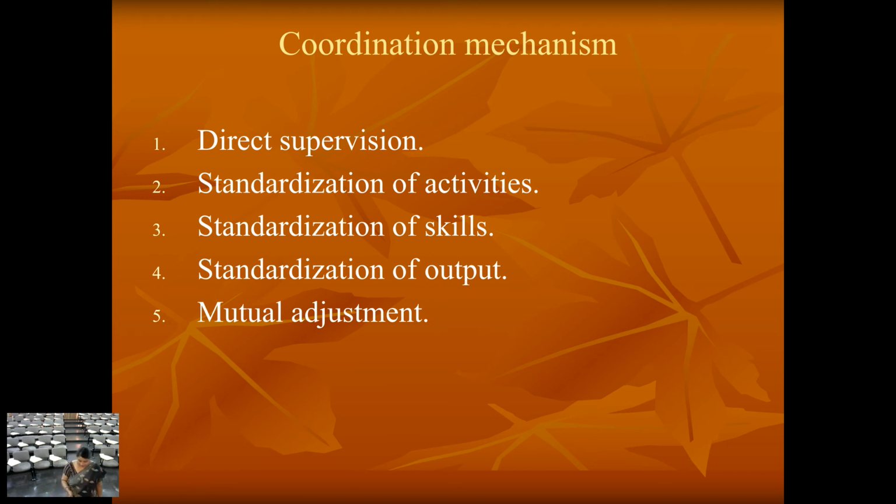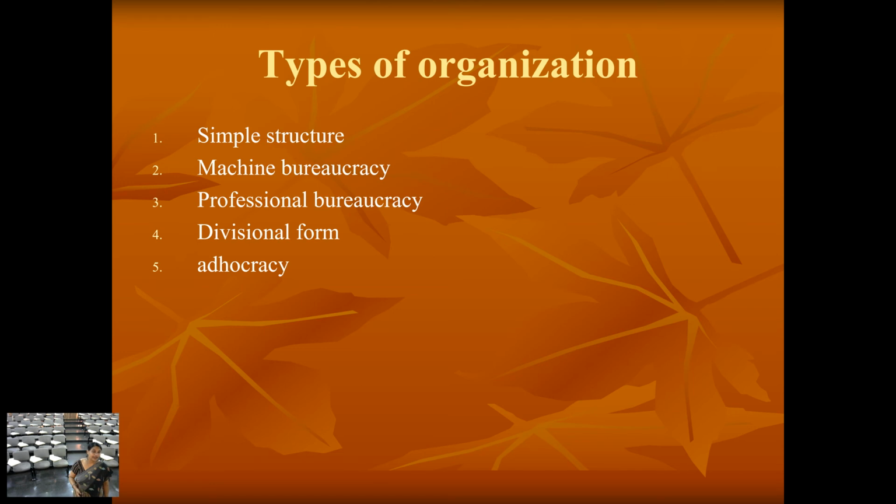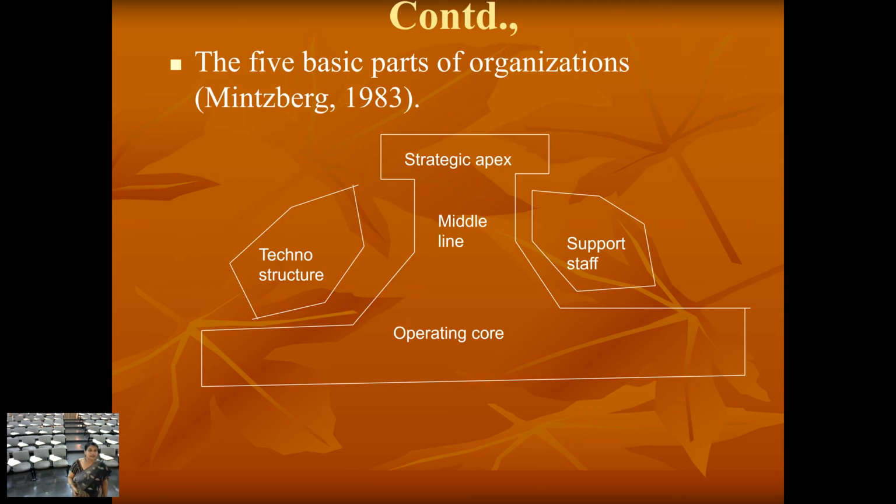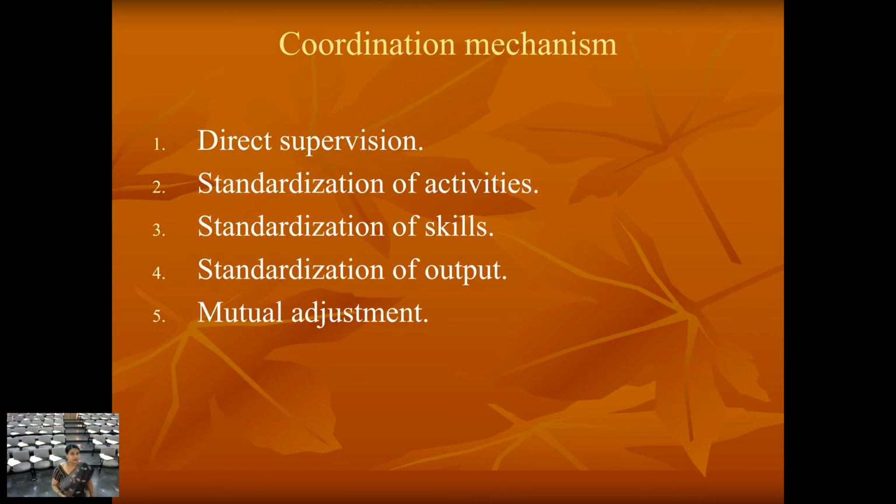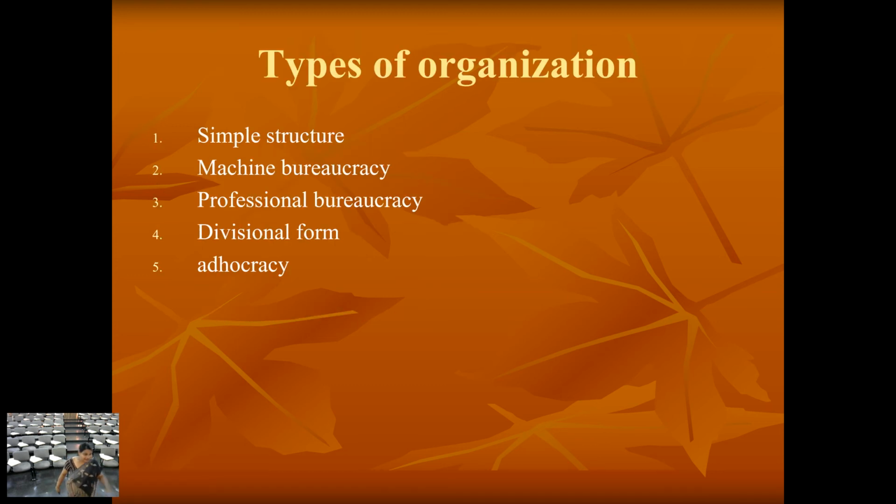Each one of them has to adjust and accordingly carry on their work. So that is what we have under Henry Mintzberg. These are the 5 coordination mechanisms given by him. So 5 parts, 5 coordination mechanisms and 5 types of organization. Henry Mintzberg has given all 5: 5 parts, 5 coordination mechanisms and 5 types of organization.